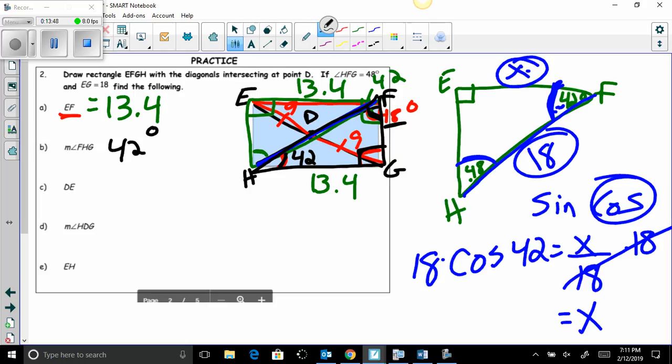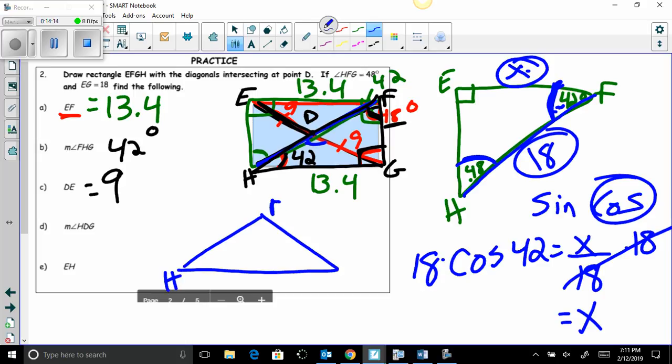DE is right here. We already figured that out. That's 9. I get a lot of colors here. Where's H? HDG. Isn't that this one right here? How am I going to find that out? So let's pull out that triangle. HDG. I want to know this one right here.